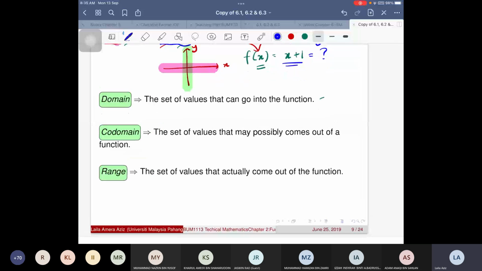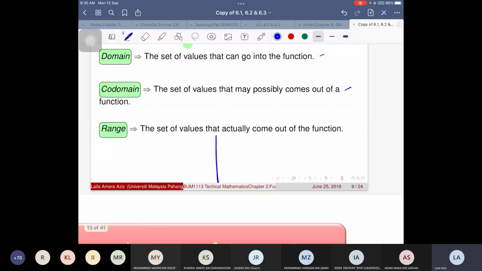So codomain adalah the set of values that may possibly come out of a function. So codomain ni nilai yang mungkin keluar. Okay, contohnya, kalau saya lukis graf. So let's say ni adalah saya punya graf. Ni adalah x, ni adalah kita punya y. So ni adalah daripada -3 sampai 3. So -3 sampai 3 ni adalah codomain, sebab dia adalah nilai yang mungkin keluar daripada kita punya graf.